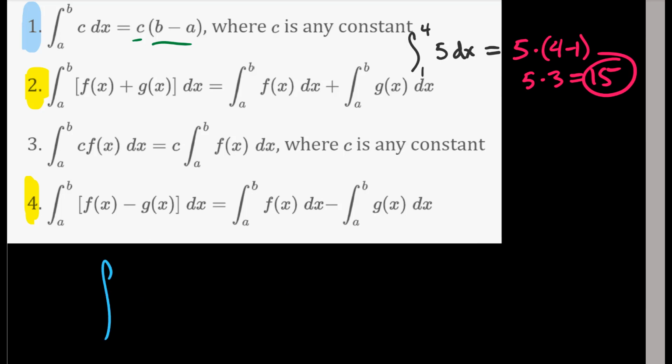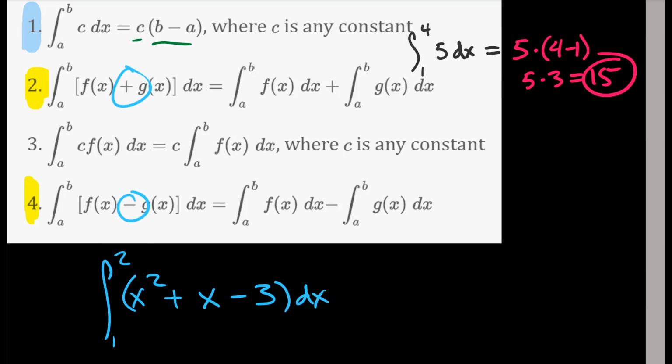Saying that if you were going from, I don't know, 1 to 2 of x squared plus x minus 3. So now I'm doing this one and this one all in the same shot. Plus or minuses. Look at that. There's a plus and there's a minus. There's not much to it. It's the integral from 1 to 2 of x squared, and then we write the dx.